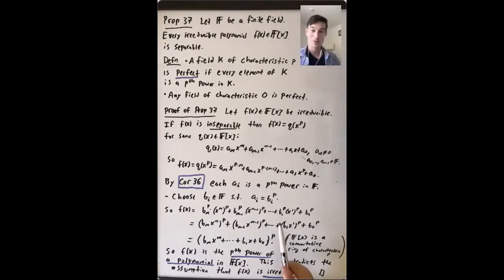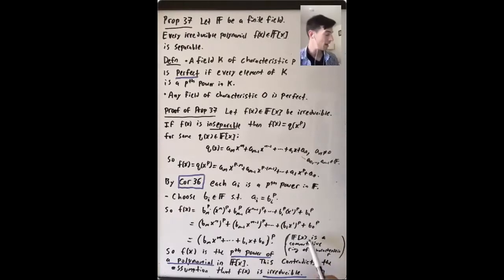And now we're going to use this fact that we know about commutative rings in characteristic p. If you take b_m x^m + b_(m-1) x^(m-1) + ... + b_1 x + b_0 and raise it to the pth power, you get the first term to the p plus the second term to the p plus ... plus (b_1 x)^p plus b_0^p.